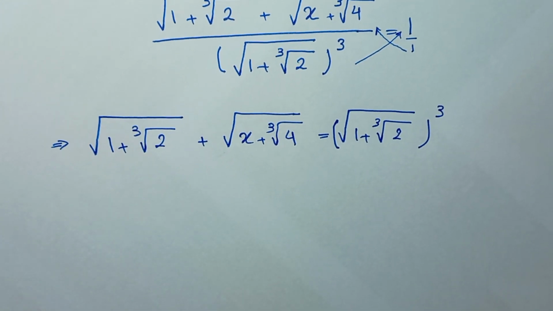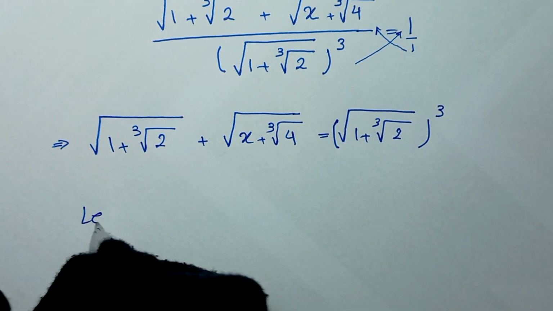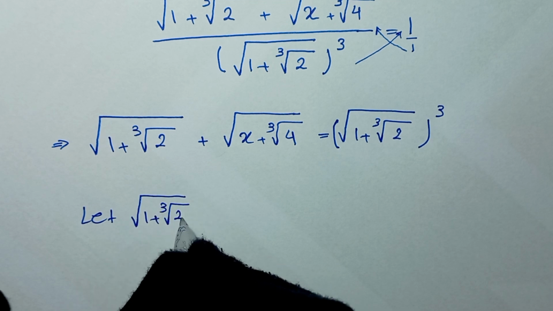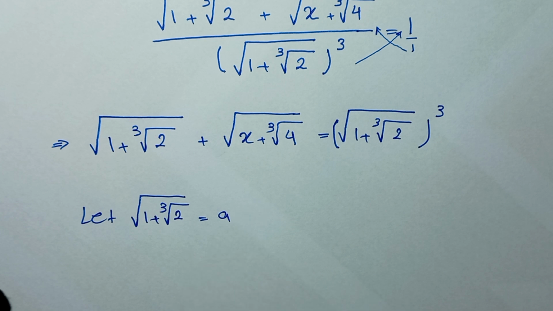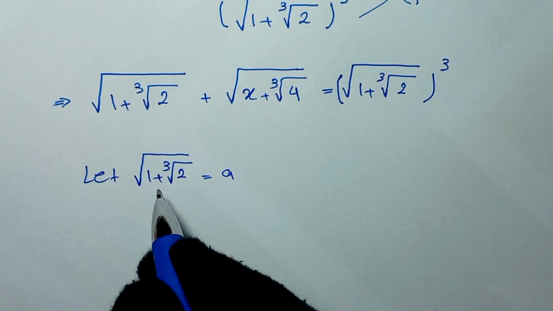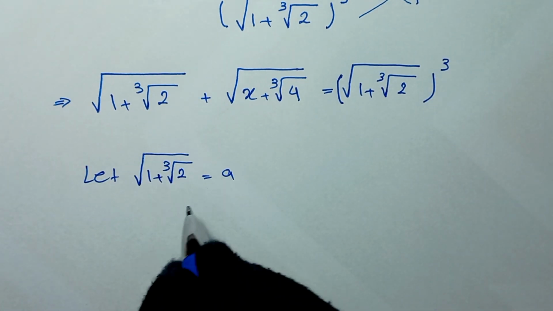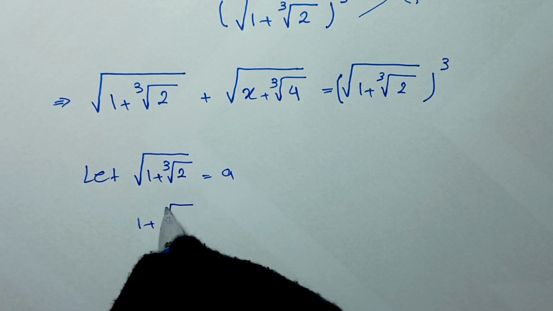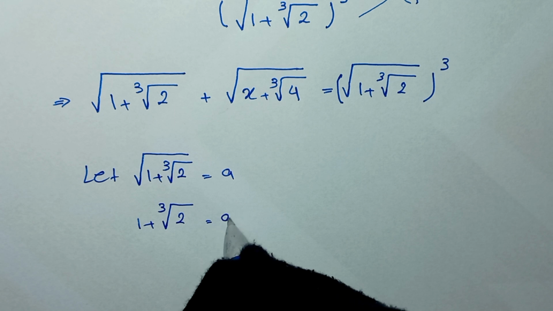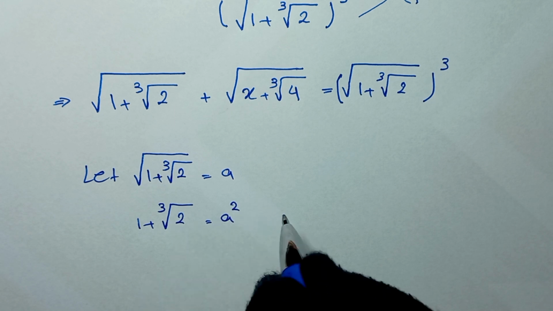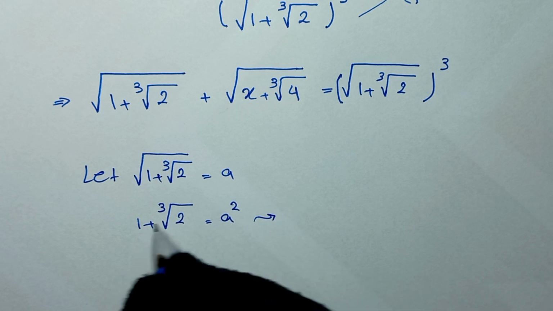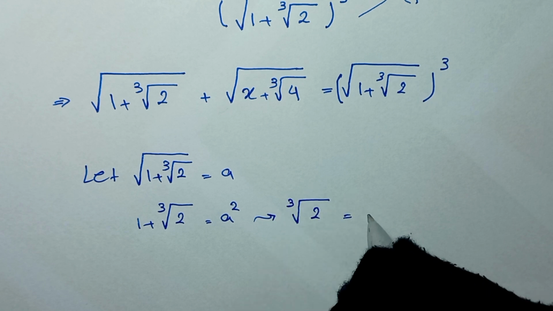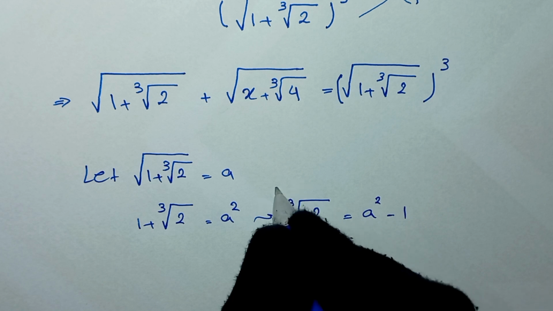And in the next step, we let the square root of 1 plus cube root of 2 be a. So if we square both sides of this equation, it will be this to the power of 2 and this to the power of 2, and it will be 1 plus cube root of 2 is equal to a square, right? And in here, we take this 1 to this side, and it will be cube root of 2 is equal to a square minus 1.